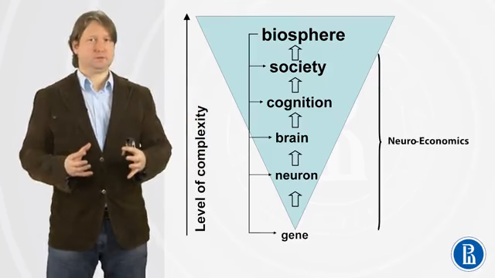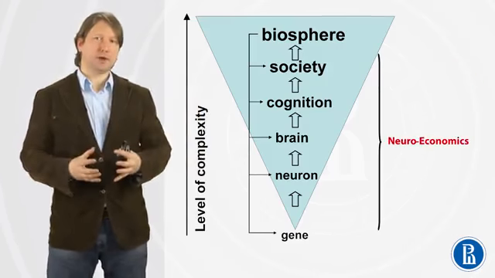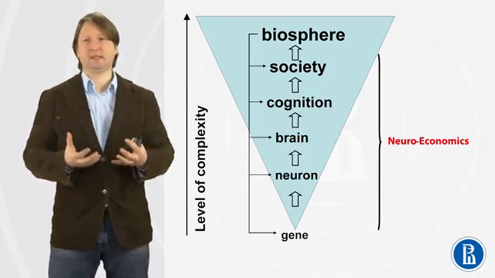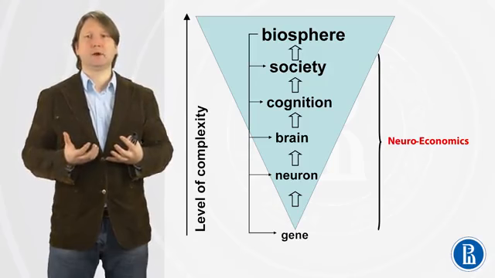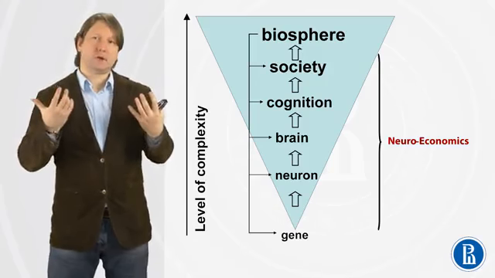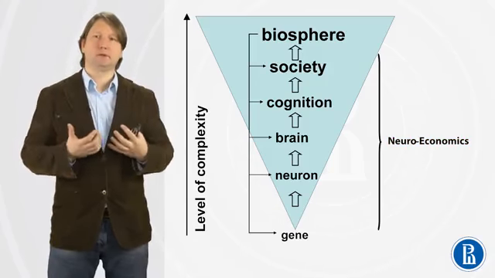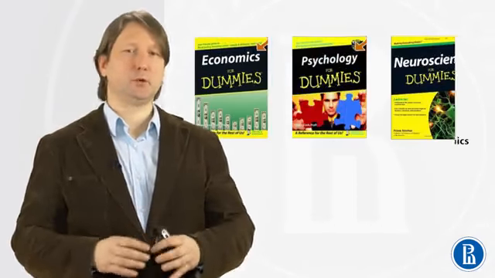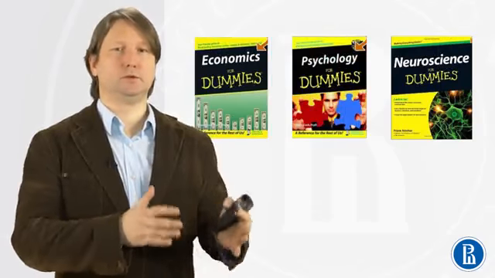To merge all these fields together and create a unified theory of decision making. This is a very ambitious plan, but this is a very exciting and provocative idea. And I hope that you will also get this excitement about this new provocative field from this course. So what is the reason to combine economics, psychology, and neuroscience together?